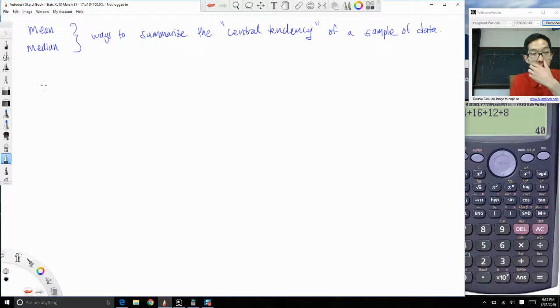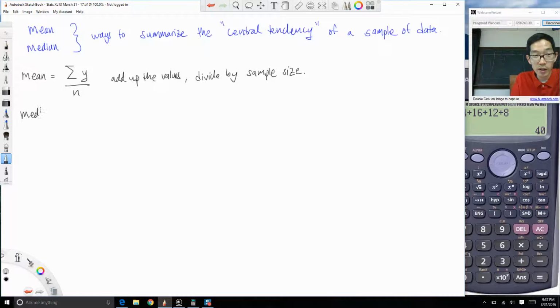Okay, and I think we're familiar with these things. So the mean we calculate by adding up the values and then dividing by the sample size. Okay, and the median, you find this is the halfway point. You just find the spot where half are larger and half are smaller.